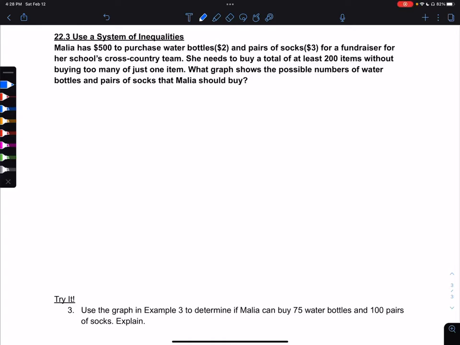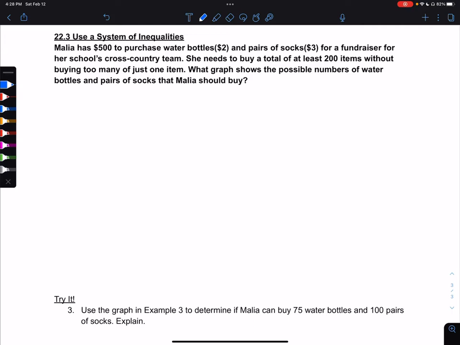In this video, we're going to look at topic 22, example 3. So use a system of inequalities. The problem states that Malia has $500 to purchase water bottles and a pair of socks. For $3, water bottles were $2 for a fundraiser for her school's cross-country team. She needs to buy a total of at least 200 items without buying too many of just one item. And we're asked what graph shows the possible numbers of water bottles and pair of socks that Malia should buy.